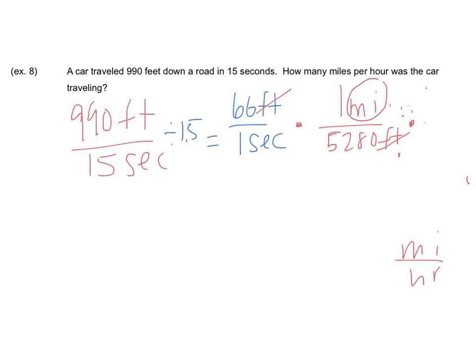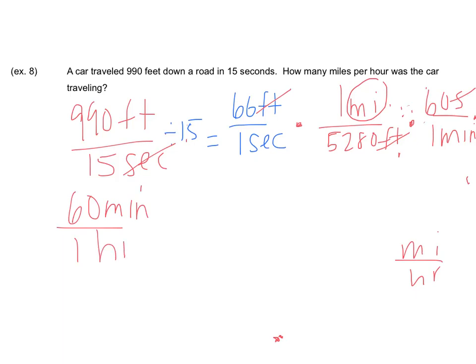Now we need to turn seconds into hours. That one's not given to you. So there are 60 seconds in 1 minute. Now my seconds cancel out. And we're going to do times, we're going to have to go down here. Now I have 60 minutes in 1 hour. So now my minutes cancel out. And now I have feet in my numerator, and in my denominator, I have hours, which is what we want for our answer.